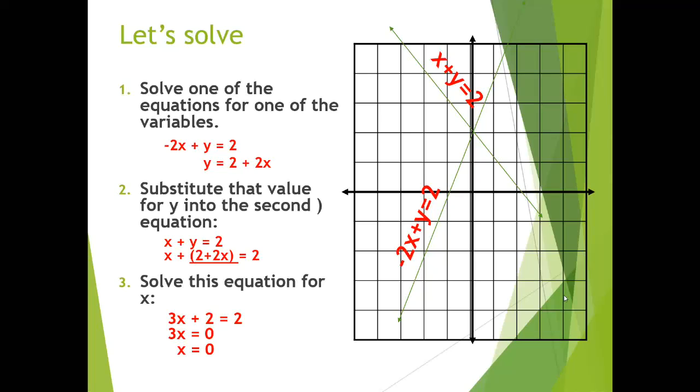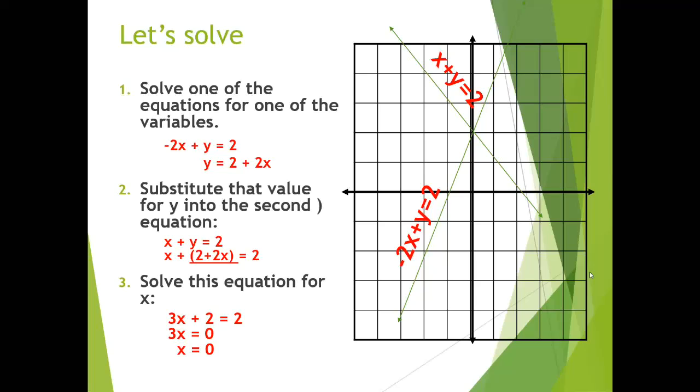I decided to take the equation negative 2x plus y equals 2 and solve it for y. So I'm going to add 2x to both sides, and I get y equals 2 plus 2x. My second step then is going to go to the other equation, x plus y equals 2, and I'm going to plug that new value for y, which is an expression, notice, 2 plus 2x. I'm going to plug that in for y. So my equation now becomes x plus the quantity 2 plus 2x equals 2.